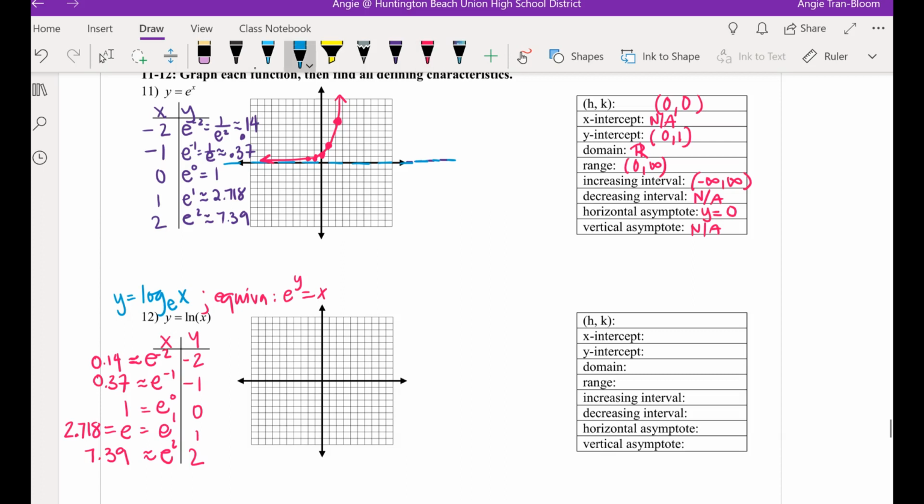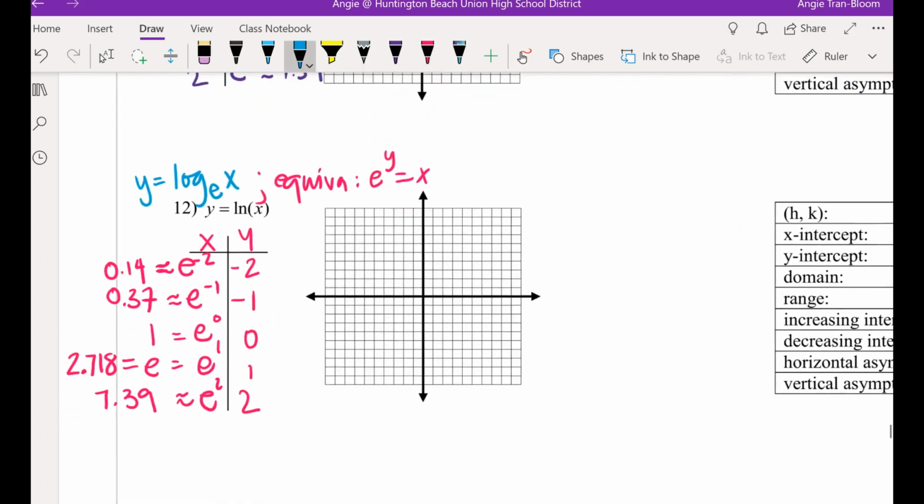Where is your asymptote now? Still horizontal, or is it now vertical? It is vertical, right? Because remember, we're switching x for y and y for x. Vertical asymptote goes like this. Plot in your dots. 0.14, go to negative 2. 0.37, go to negative 1. 1, x is 0. 2.718, go up to 1. 7.39, and some change, and go up to about 2.